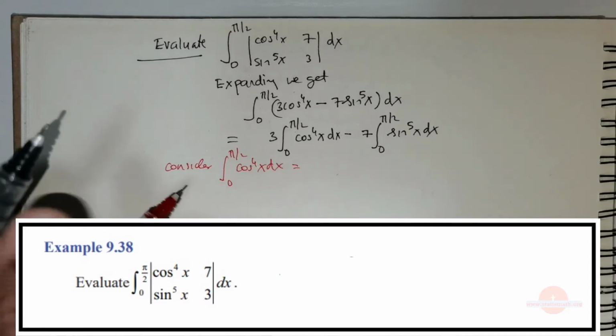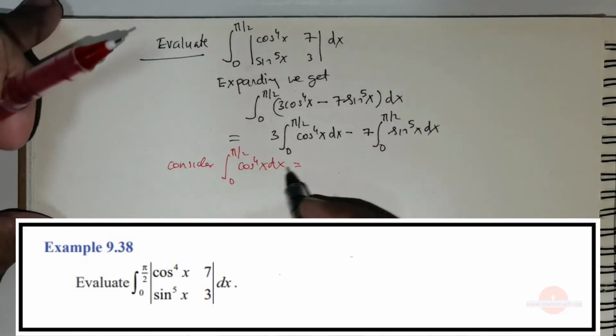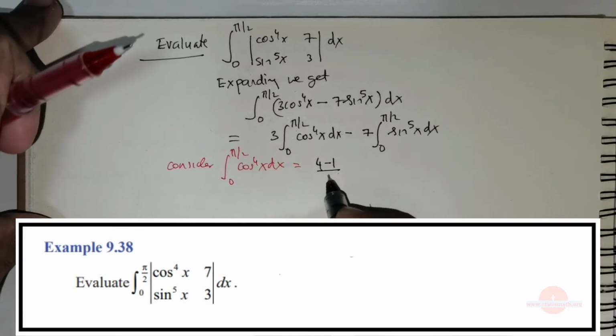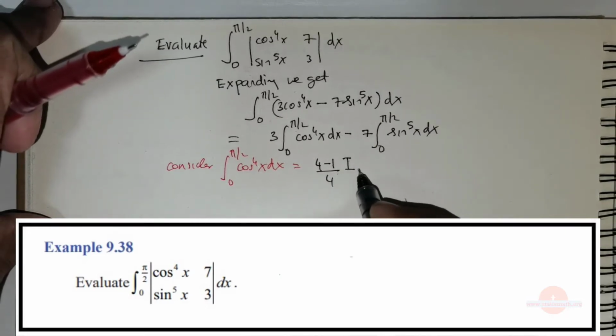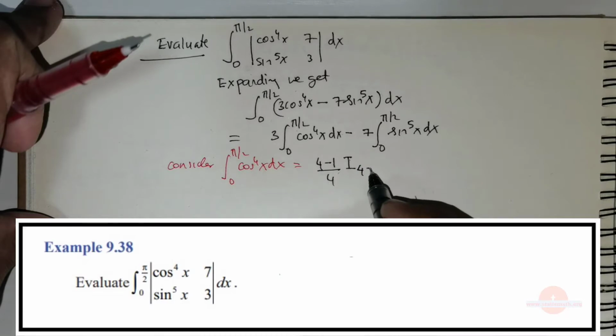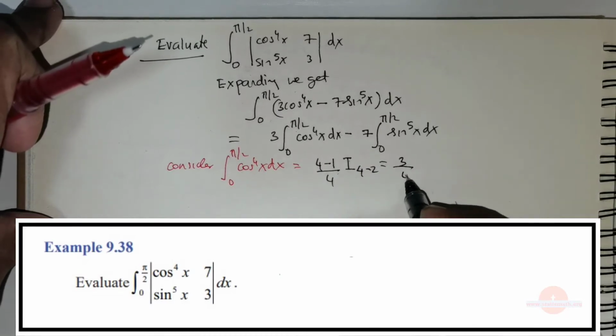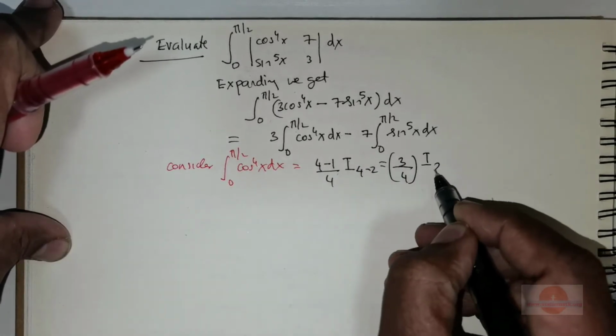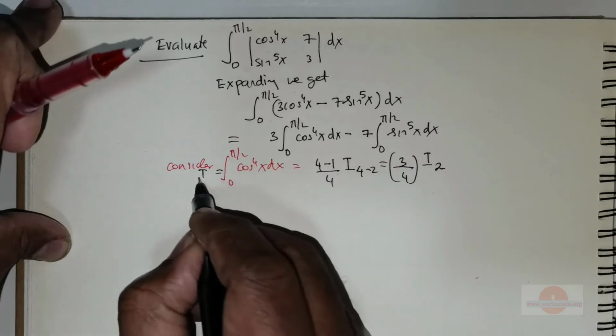Now we are going to be applying the reduction formula. So that would mean I would have (4 minus 1) divided by 4 times I suffix (4 minus 2). This is 3 over 4 times I suffix 2. Now this is I suffix 4.